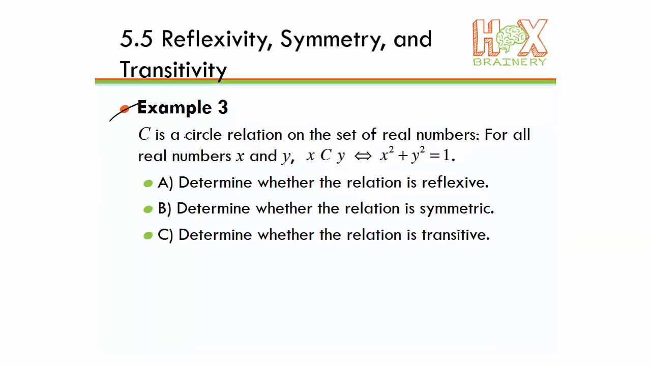Example 3. C is a circle relation on the set of real numbers. So for all real numbers x and y, x is related to y if and only if x squared plus y squared equals 1. So we're going to determine whether the relation is reflexive. And if it's not, you have to be able to come up with an example of where it's not. So C here is not reflexive.